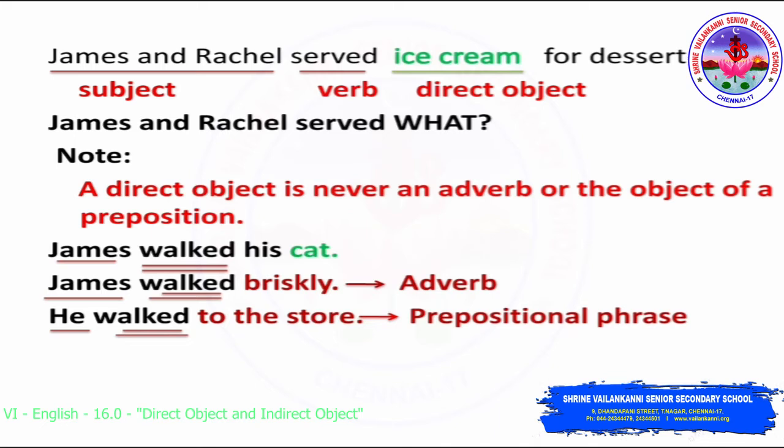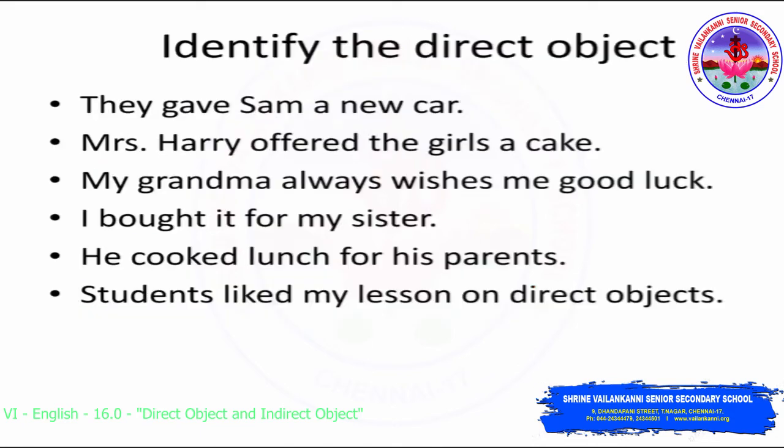I say a direct object is never an adverb or the object of a preposition. You cannot call it a direct object. Briskly is not a direct object at all. He walked to the store. Again, a prepositional phrase where we are using the word to. To is a preposition. To the store. Again, it's not a direct object. Only the first example is a direct object, where the example is James walked his cat. So cat is the direct object. Identify the direct object. Pause the video and then we will look at the answers.